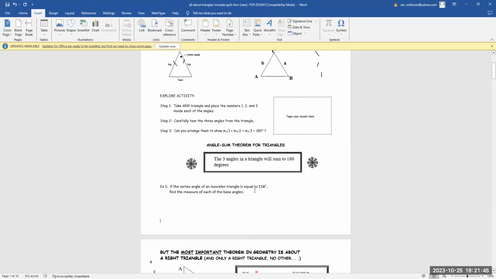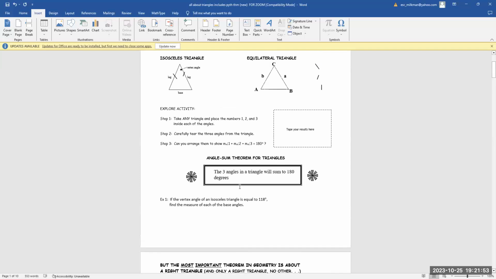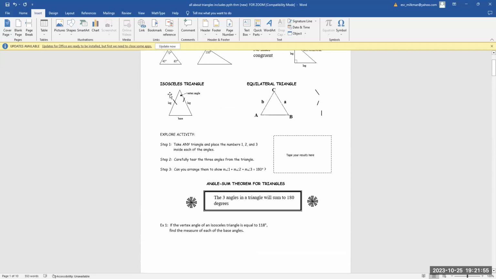Now, in order to do that, what you need to understand is exactly what the isosceles triangle is, again, and the characteristics that it has. So an isosceles triangle has 2 legs exactly the same, and the vertex angle happens to be an obtuse angle of 118 degrees. So what we're going to do is to try to find the measure of the 2 base angles.